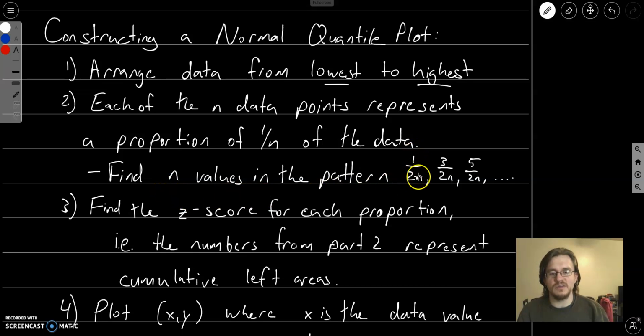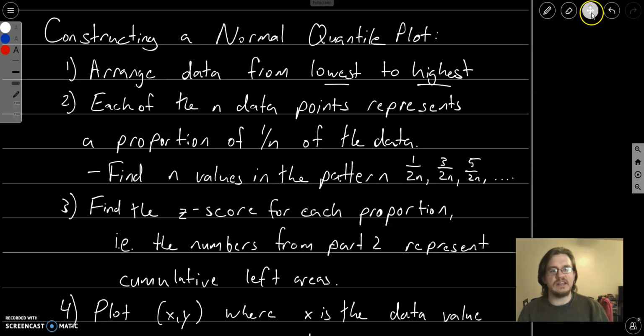And it's 1 over 2n, 3 over 2n, 5 over 2n, just going on until we have n values in this pattern. So for instance, if n was 20, we would go 1 over 2 times 10 is 20, so 1 over 20, 3 over 20, 5 over 20, all the way up to 19 over 20.